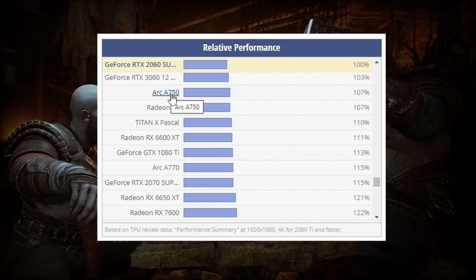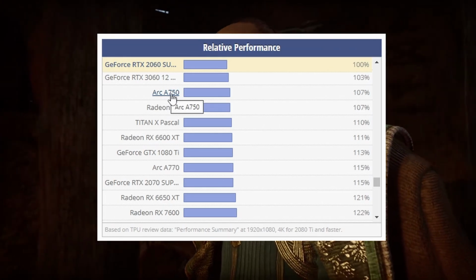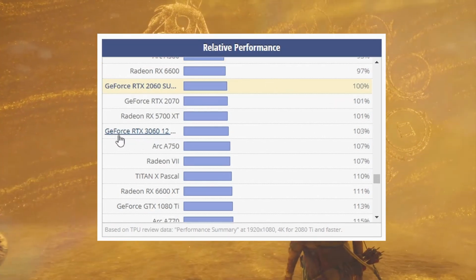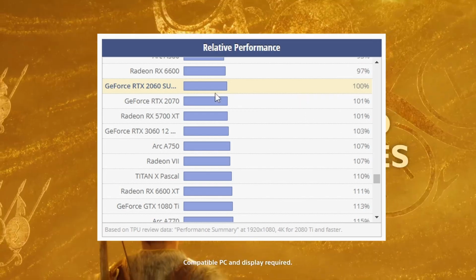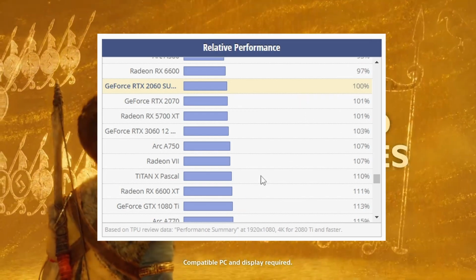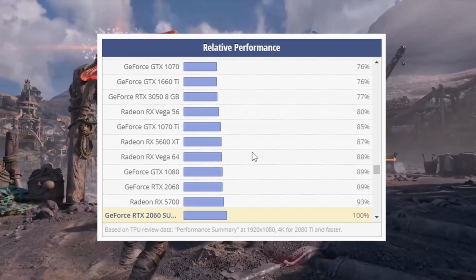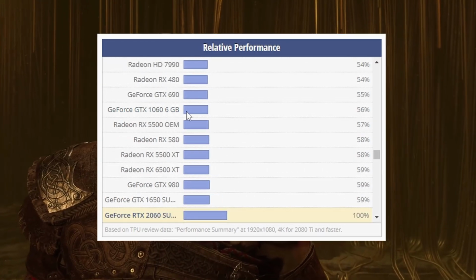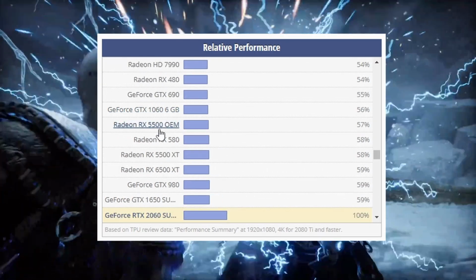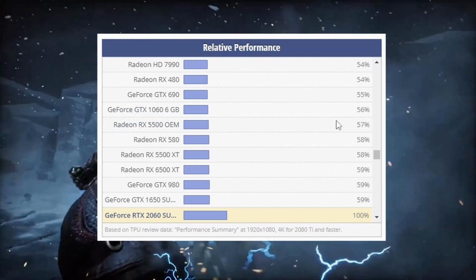So I'll definitely take what they've put in there regarding Intel with a pinch of salt. Obviously, if you've got a graphics card around this area or above, then you're good for the recommended specs. If we go further down the list to find the GPUs in the minimum specs, we can see the 1060 6GB and the RX 5500 sitting here at 56 and 57%.